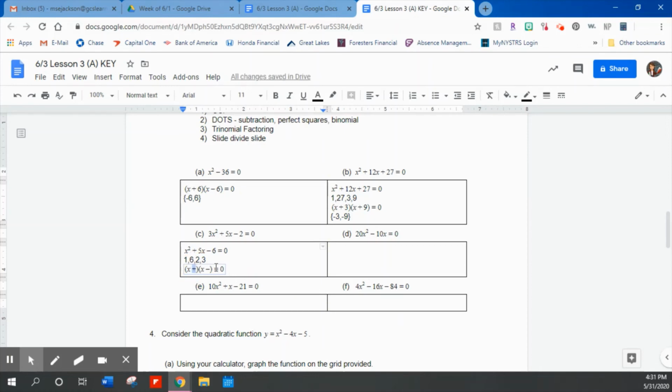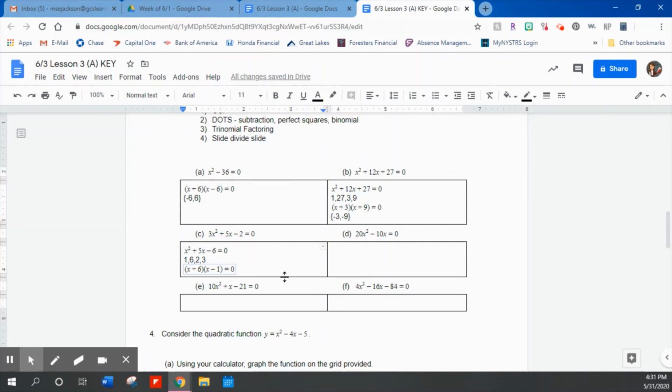Okay, now we've got 1 and 6. I type them in first and then double check it. So 1 minus 6 gives us -5. Oh, that's not what we want. So that means I'm just going to reverse those. We want the 6 there and the 1 here. So 6 minus 1 gives us that +5. So we are good to go.